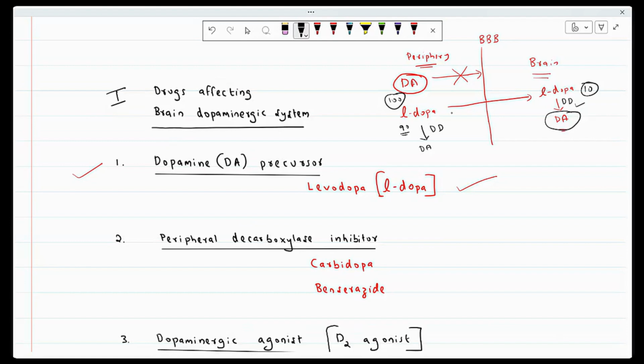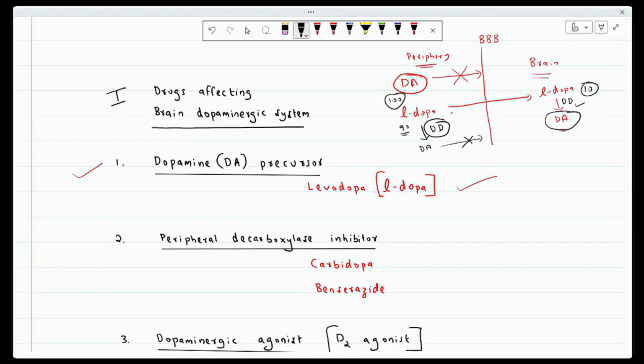Whereas in the periphery, this levodopa will also be converted to dopamine. But what is the use? There is no use because this dopamine cannot cross the blood-brain barrier. Rather, it can go and stimulate the dopamine receptors in the periphery, so it can create side effects. So that is one of the drawbacks of levodopa. When you give levodopa alone, it will be readily metabolized by dopa decarboxylase, especially the peripheral dopa decarboxylase. In the central nervous system there is also dopa decarboxylase, but that is central dopa decarboxylase.